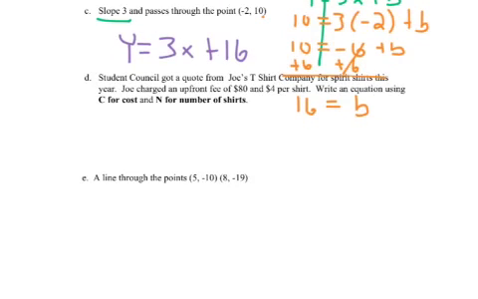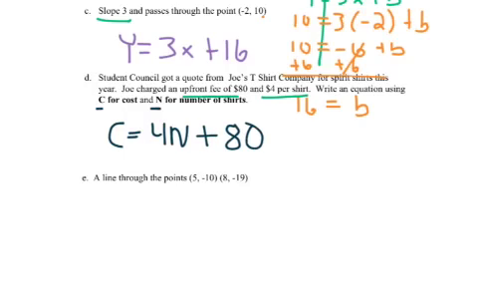Part D. Student council got a quote from Joe's t-shirt company for spirit shirts this year. Joe charged an upfront fee of $80 and $4 per shirt. So remember, the per shirt charge is always your rate or your slope. So my total cost, and they want us to use the variable C, is equal to 4n, because they wanted us to use n for the number of shirts. So $4 times our number of shirts plus an $80 upfront fee.